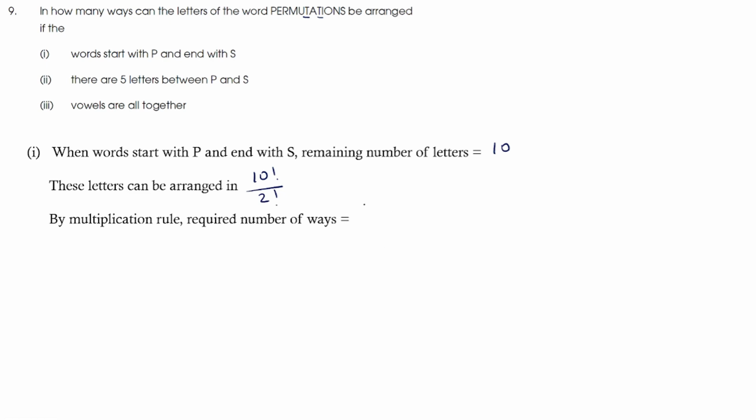So by the multiplication rule, the required number of ways, since the first and last letters are fixed, we have 1 into 10 factorial upon 2 factorial. Or this is equal to, when we simplify, we get 18,14,400. This is 3 into 4 into 5 into 6 into 7 into 8 into 9 into 10.